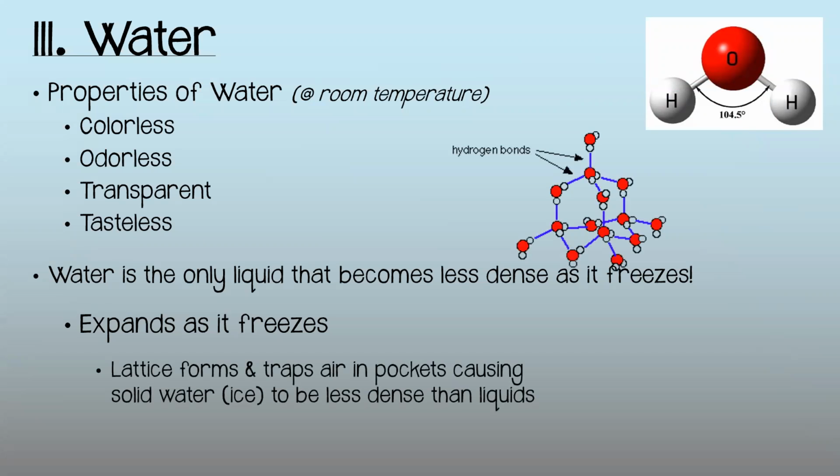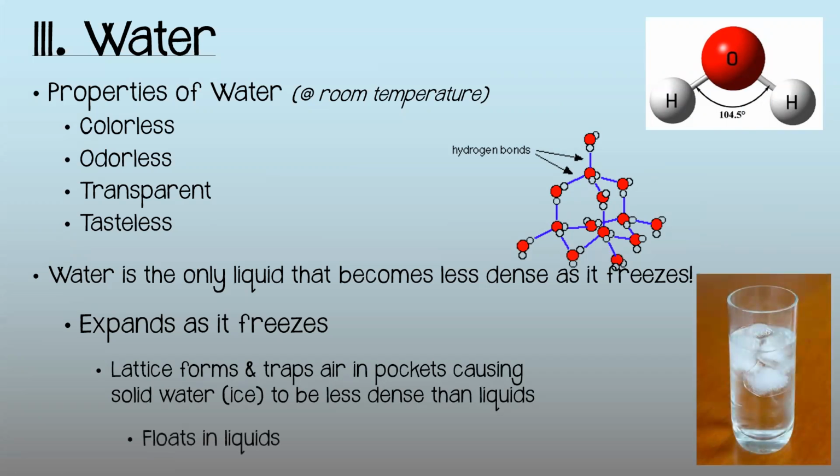So what happens is you have this lattice that forms. You have the red oxygen and the white hydrogens, like this picture up here. All of these are molecules of water. And these hydrogen bonds that hold them together form a lattice, and there are air pockets in between. So air gets trapped in between, and that actually helps water to become less dense as a solid than a liquid, which is why it floats. That is the only reason.